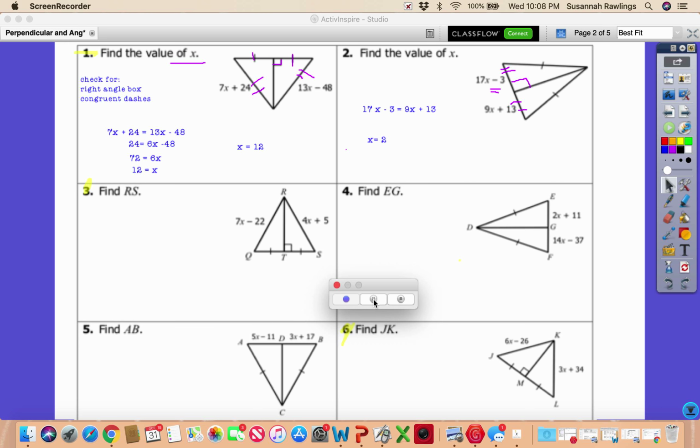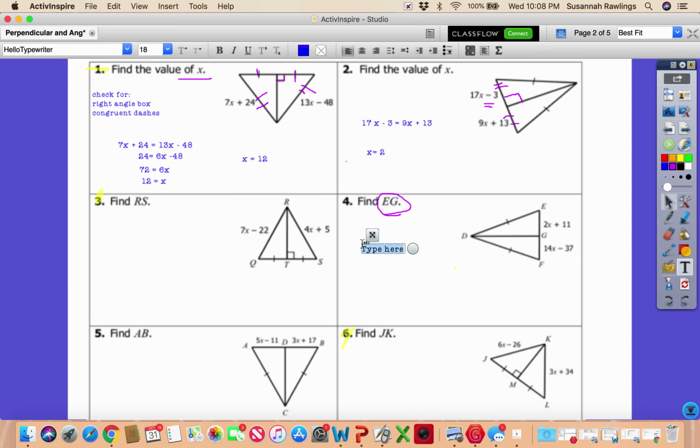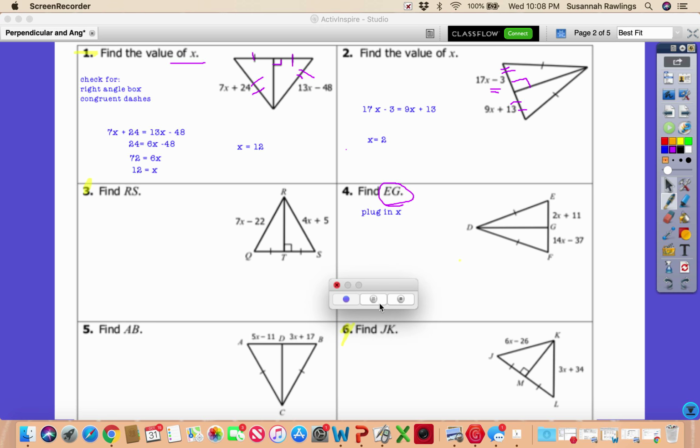And also notice we're not just finding x in these other examples, we're now finding EG, so we'll have to plug back in. So we'll have to plug in x for all the rest of these to find the corresponding side that they would like. So go ahead and try these before we move on to angle bisectors. You can pause the video here.